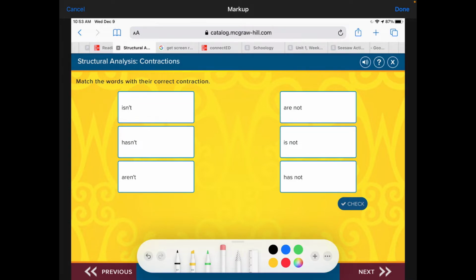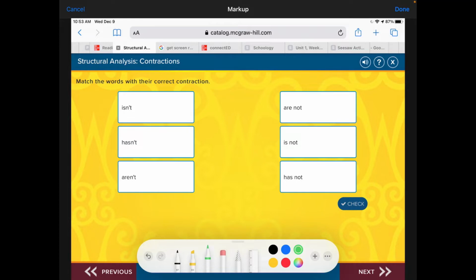For example, if I used a contraction paired with not for do not, I do not come to Parkview to learn. I can shorten that sentence up. I don't come to Parkview to learn. So do not was shortened to don't. Let's take a look at our following contractions paired with not.